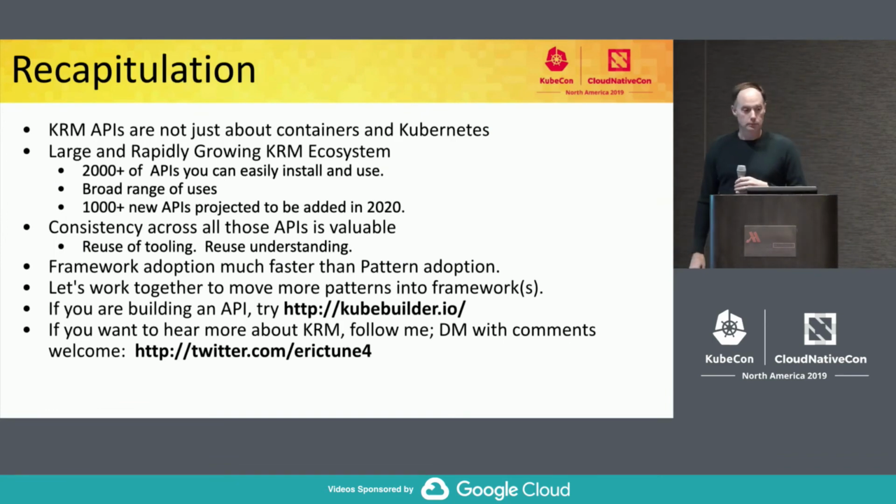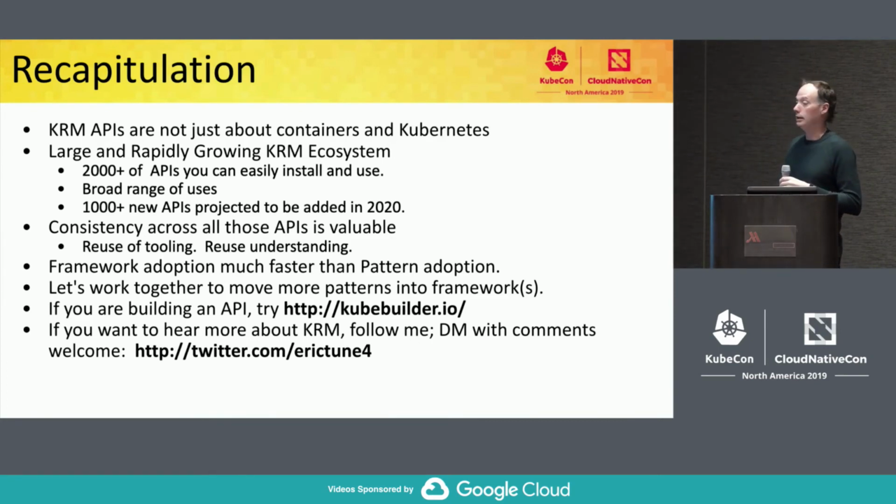So let me try to sum up again. KRM APIs are not limited to containers or Kubernetes. You can use them without using Kubernetes. If you want, you can create a cluster and not have any nodes in it and not have any pods in it. The ecosystem's growing really rapidly. There are about 2,000 APIs. There'll be another 1,000 next year. And I find the consistency across those really valuable. It lets people reuse their understanding and reuse tooling.